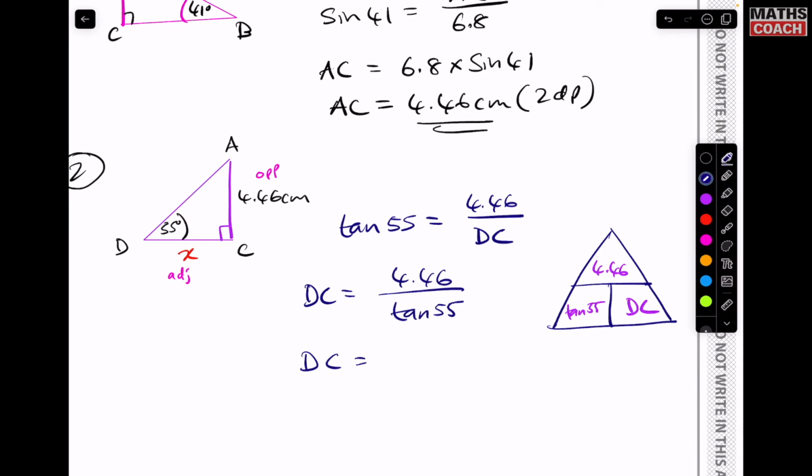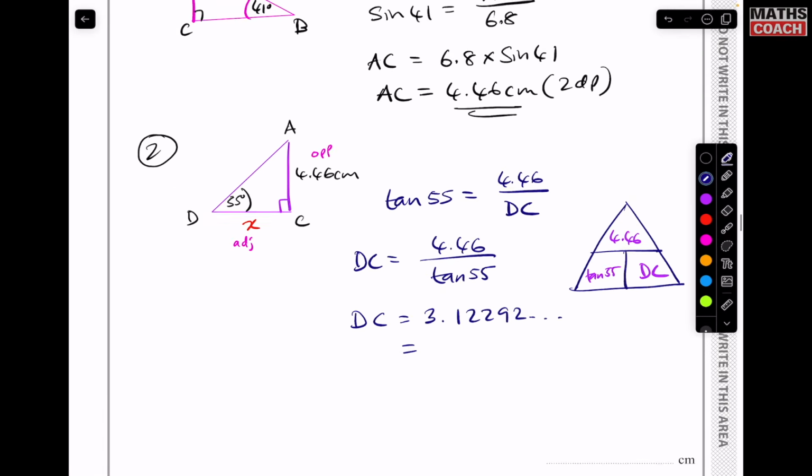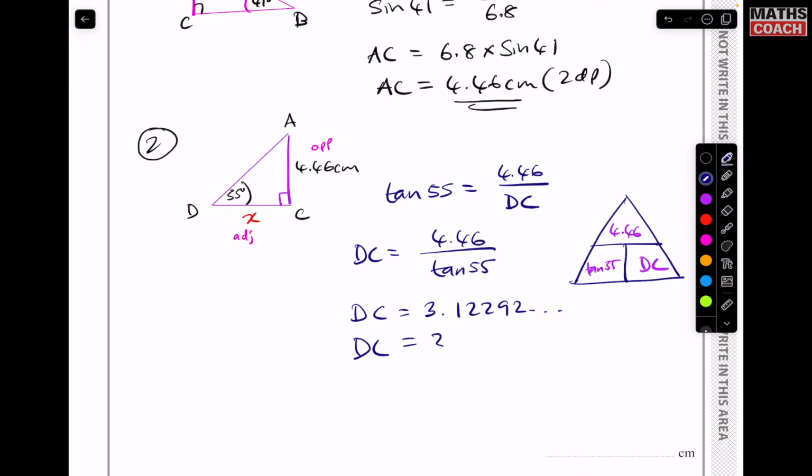Knock that into your calculator and you get 3.12292... If we round it, what's it ask? Just 1 decimal place. So D to C to 1 decimal place is 3.1 centimeters, 1 dp. And there is your final answer.